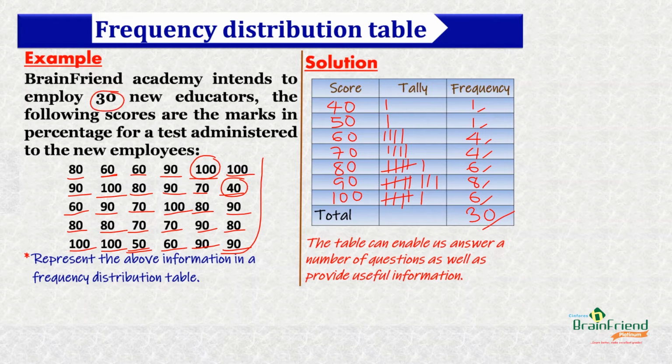So, you see, from this table, we can answer quite a number of questions. Like, for example, you can tell that we have at least 6 candidates who did very well in these tests.